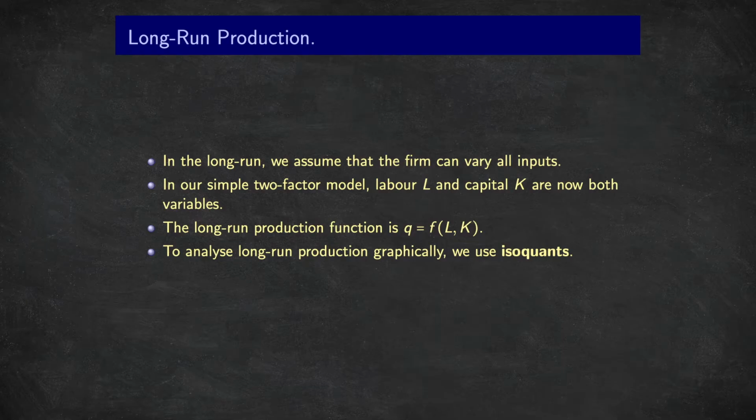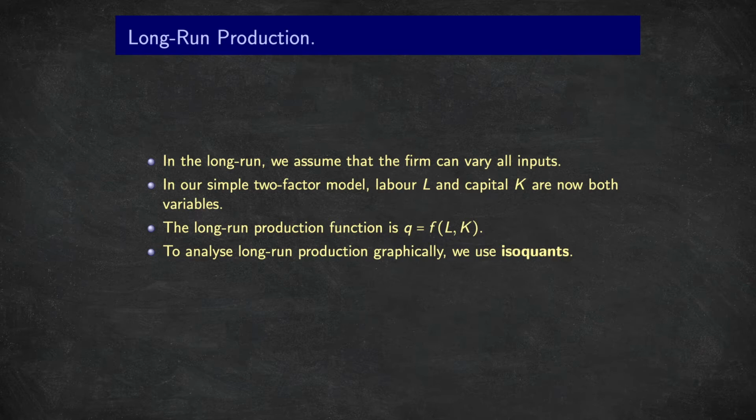So let's get started. In our model of production, we assume that the firm uses two factors of production, labour denoted capital L and capital denoted capital K. The firm uses these two inputs to produce an output which can then be sold in the market. In the long run, we assume the firm can vary all inputs, so the firm can now freely choose different quantities of labour and different quantities of capital in order to produce in the most efficient way.